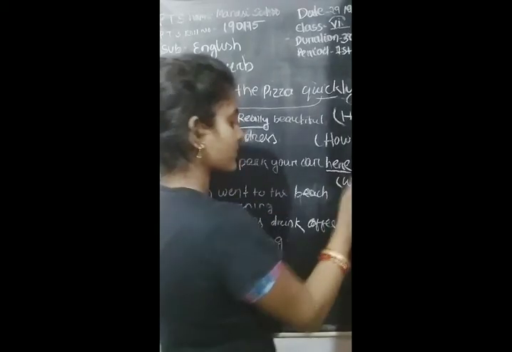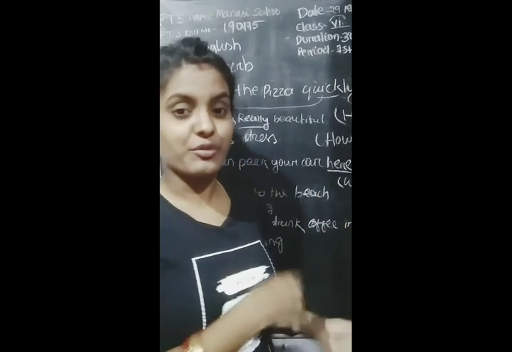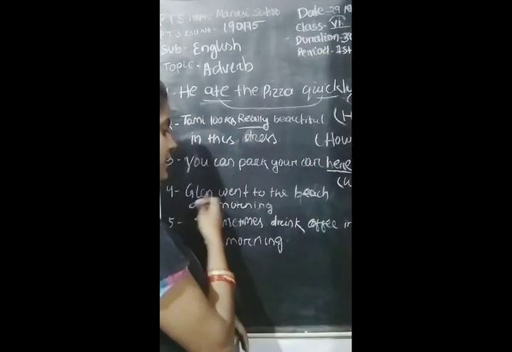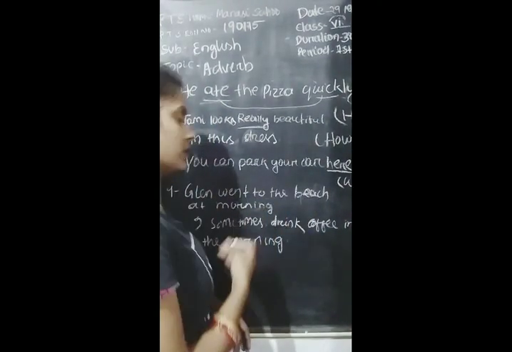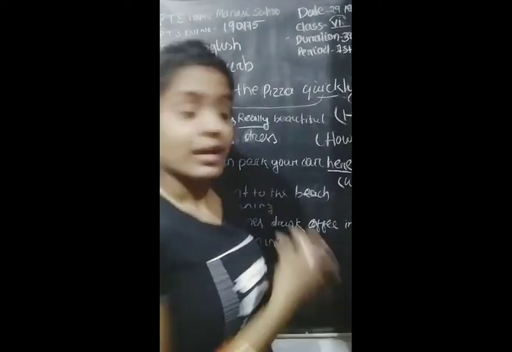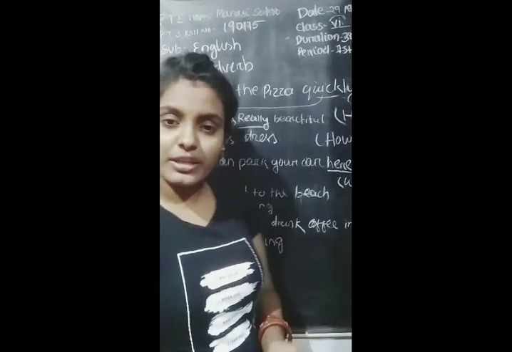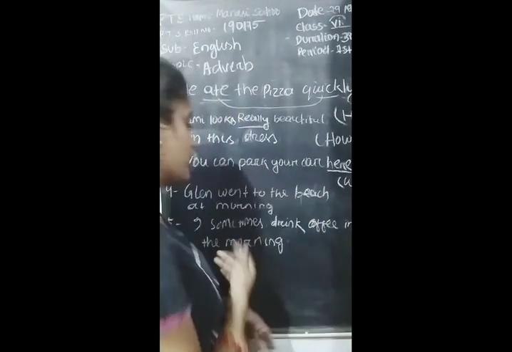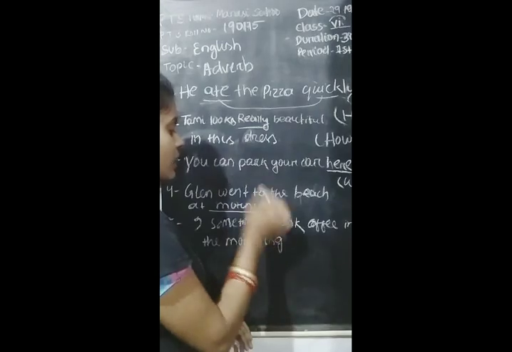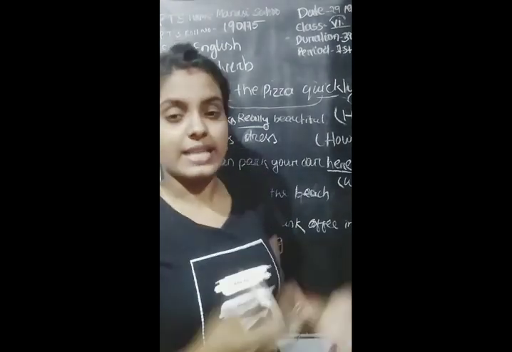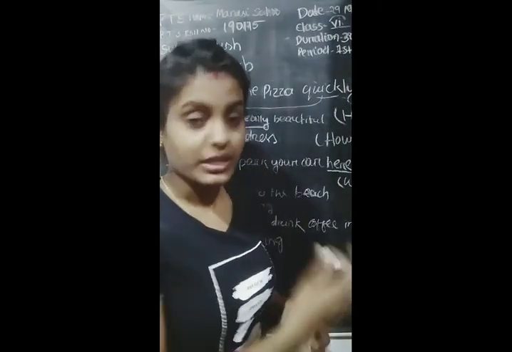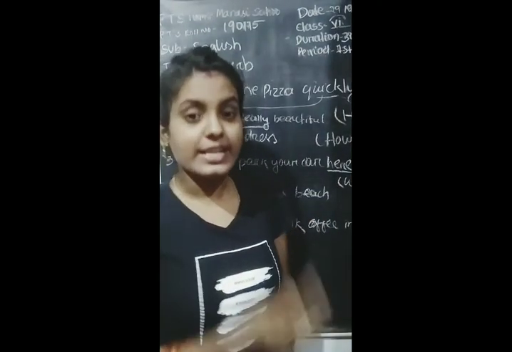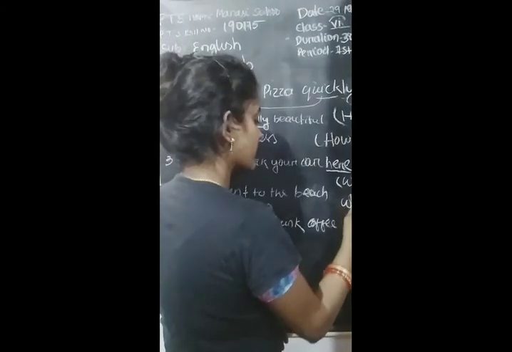Now let us move toward the fourth example. Glenn went to the beach in the morning. When did Glenn go to the beach? Yes, very good. Glenn went to the beach in the morning. The word morning is an adverb in this sentence which gives information about the verb went. What is the question in this sentence? Yes, very good. When.